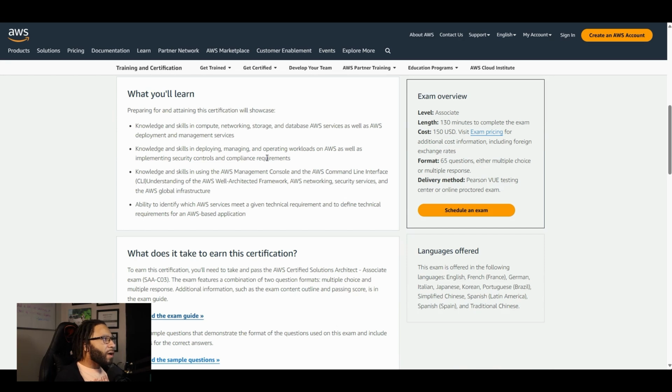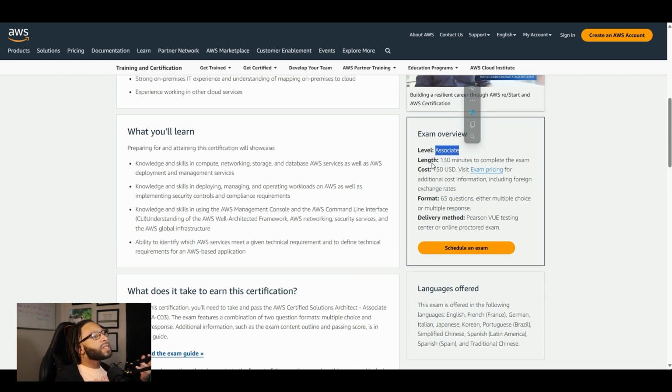The key thing about this certification is that when you start studying for it, you'll really learn how to create robust, fault-tolerant, and scalable solutions using the AWS services covered for this exam. You also learn a lot about the AWS CLI, the management console, networking, some of the security services, and also the global infrastructure.